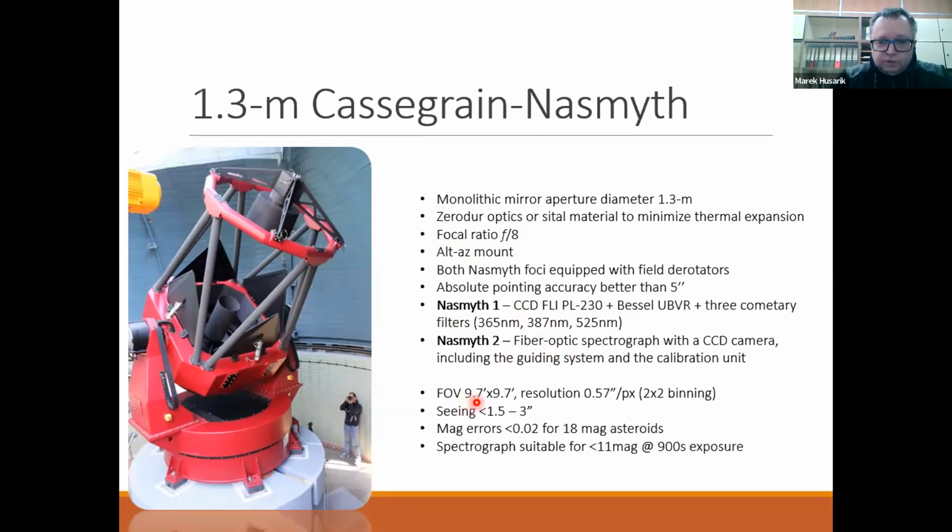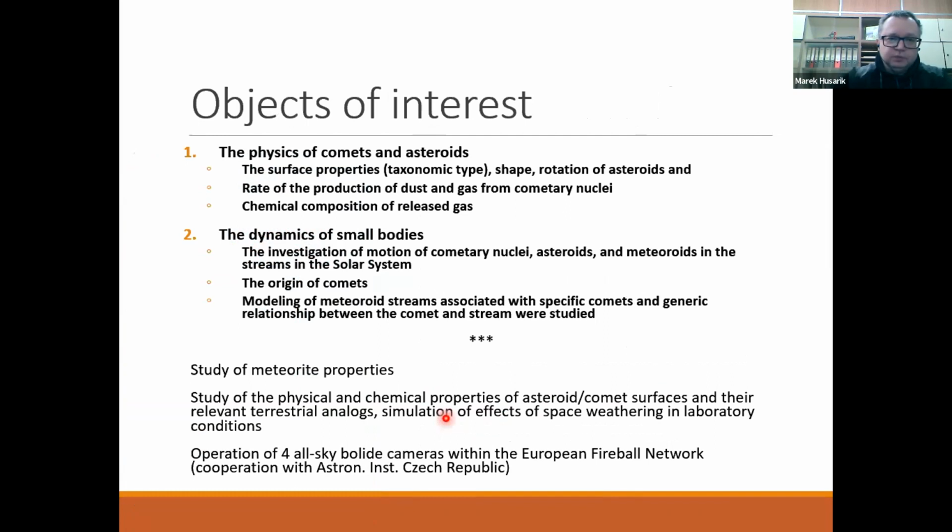The typical field of view for photometry is 10 by 10 arc minutes, and this is the resolution. Typical seeing with this telescope is maximum about 3 arc seconds. At our institute, we have three main departments. The first department is focused on the Sun and the physics of solar prominences, eruptions, etc.